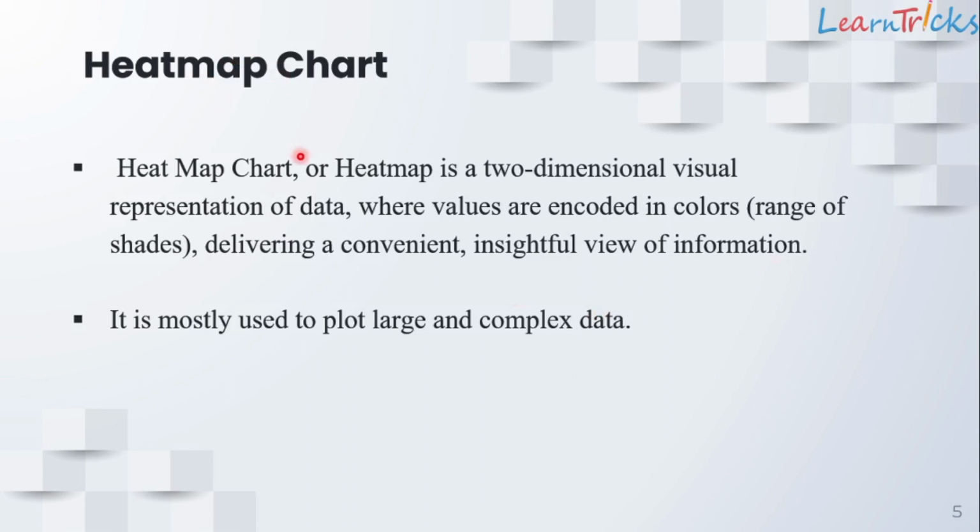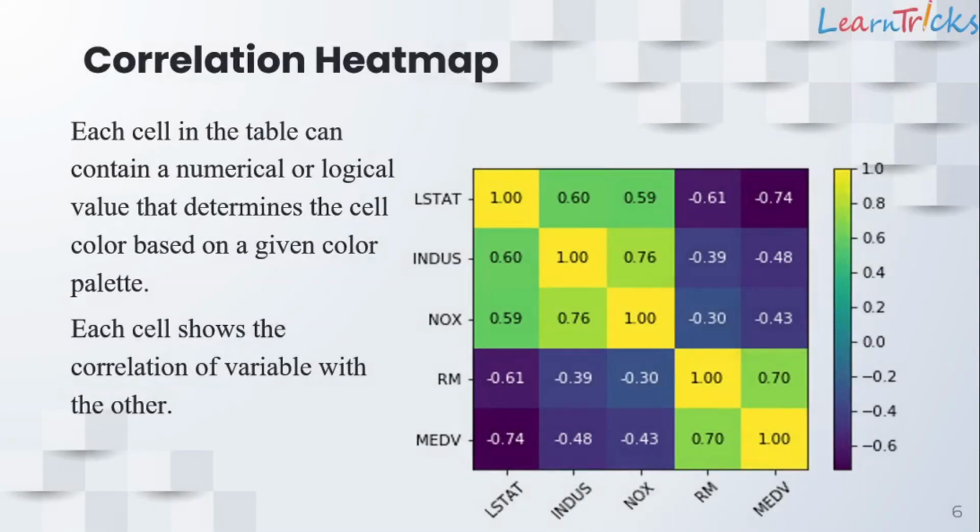Now heat map means heat map chart, or in short it is called just heat map. So it is a visual representation where the values are encoded in colors. Basically the colors are represented in the form of a range of shades, right? So the higher or lower value says the lighter or darker color, and the other side will be the opposite, that if the higher value is represented by a darker shade, then the lower value will be represented by a lighter shade of that color, right? So we will see an example of a heat map.